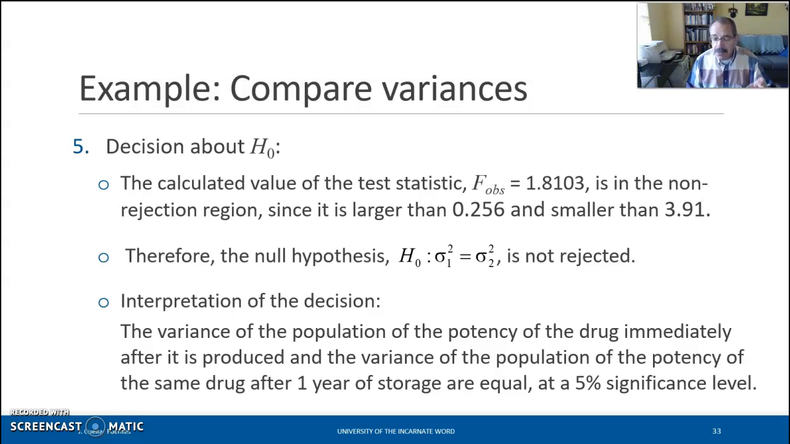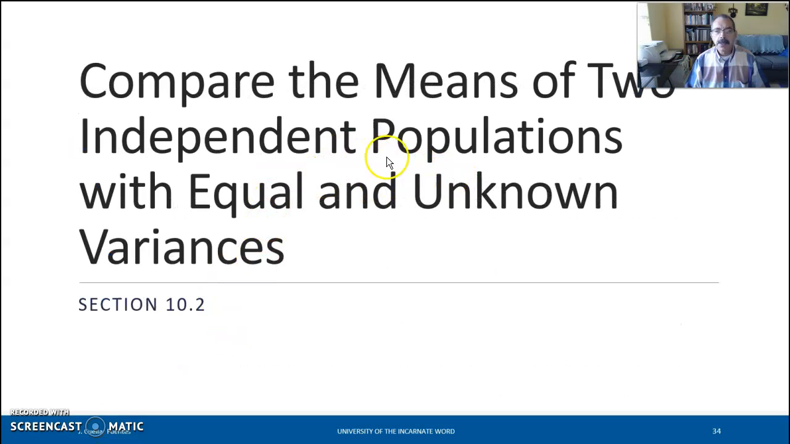In the assignment for Module 8, Part 1B, there are two problems already posted on Blackboard where you will have a chance to solve two problems where you compare two variances. All right, so I'm going to stop here, and then in the next section we'll talk about comparing the means of two independent populations with equal but unknown variances.